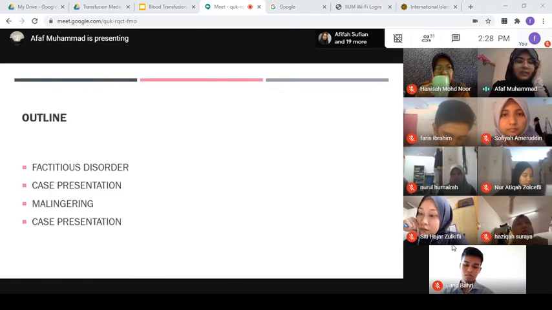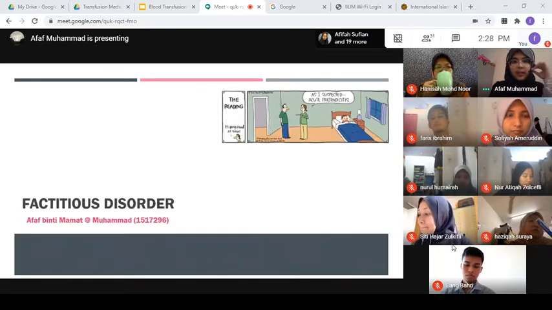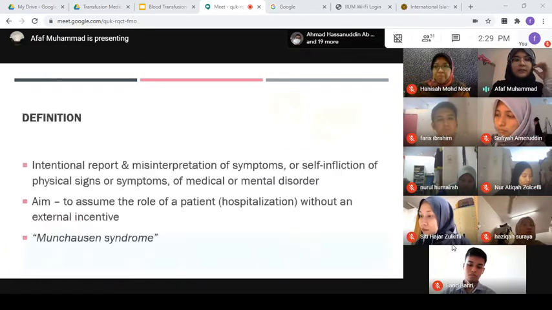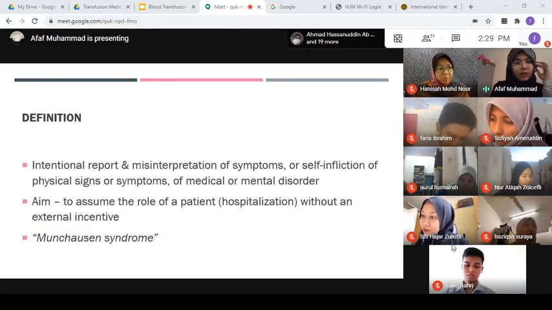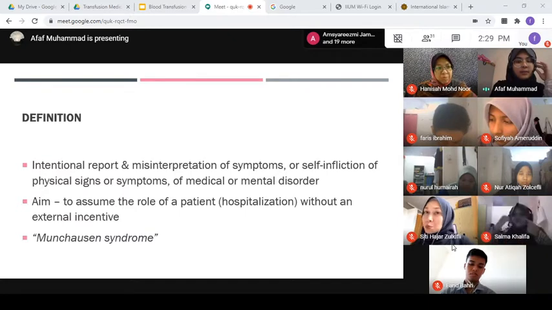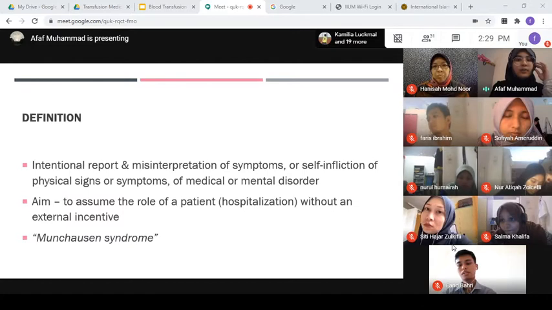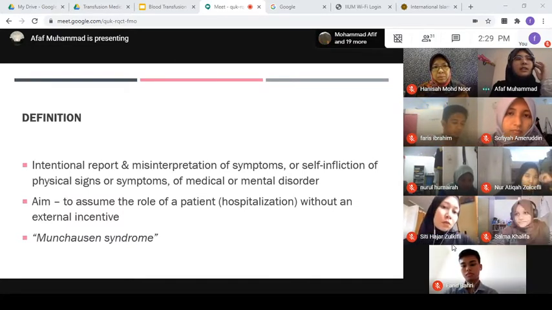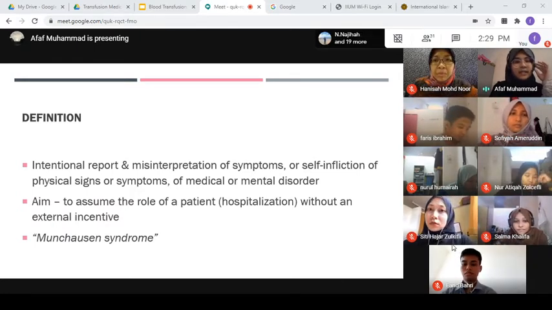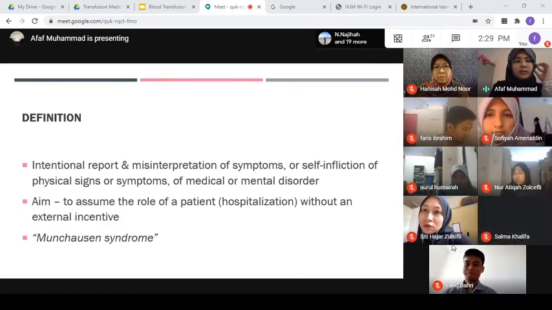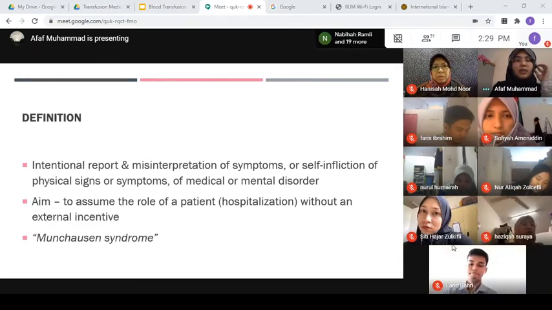Okay, so for the first topic, which is factitious disorder. For the definition, it's intentional reporting and misrepresentation of symptoms or self-infliction of physical signs or symptoms of a medical or mental disorder. In simple terms, it's the falsification of a symptom or sign. The reason why the patient does it is to assume the sick role. The patient wants to be hospitalized, and usually there is no secondary gain. It is also known as Munchausen syndrome.